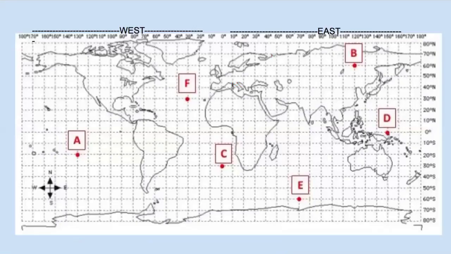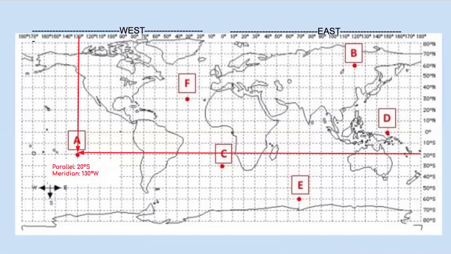Let's search for the geographic coordinates for place A. First, remember, we start with the parallel and then move on to the meridian. So place A is located in the parallel 20 degrees south and meridian 130 degrees west. Let's do it one more time with place B. Remember, we start with the parallel and then move on to the meridian. So place B is located in the parallel 60 degrees north and meridian 120 degrees east.